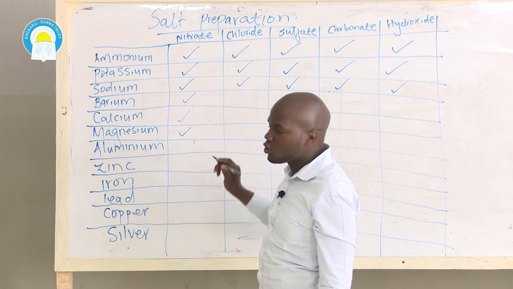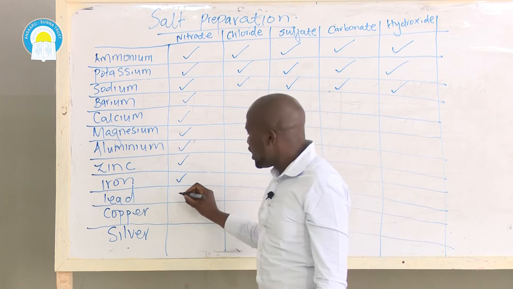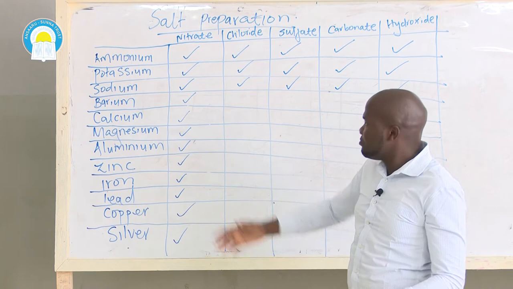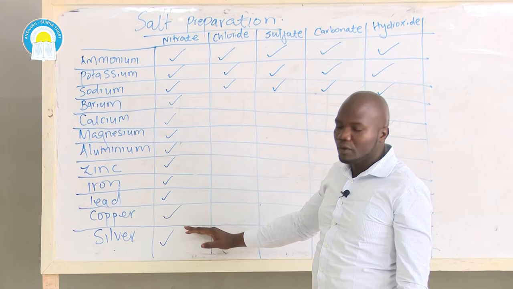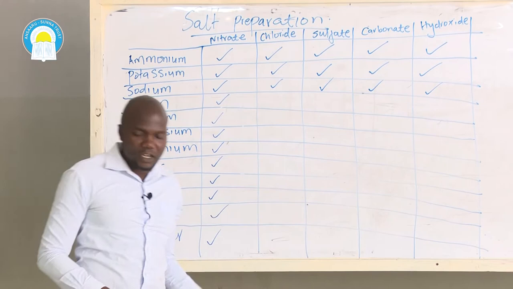Aluminium nitrate is also soluble. Zinc nitrate is also soluble. Iron nitrate is also soluble. Lead nitrate is also soluble. Copper nitrate is also soluble. Then silver nitrate is also soluble. This means all the nitrates are soluble in water. That is what that point is saying. Then point number three, which will help us fill this table and know those salts that are soluble and those ones that are insoluble, says this way.